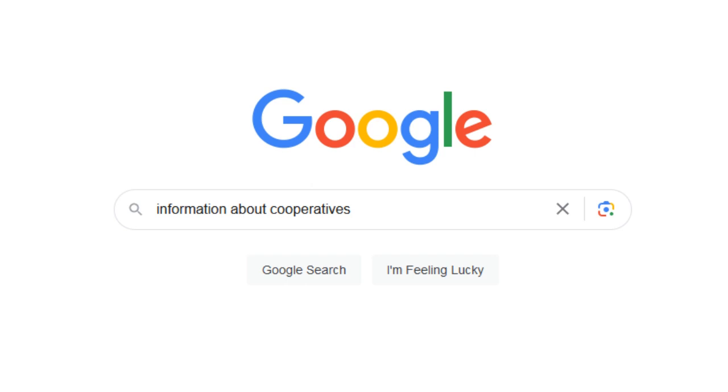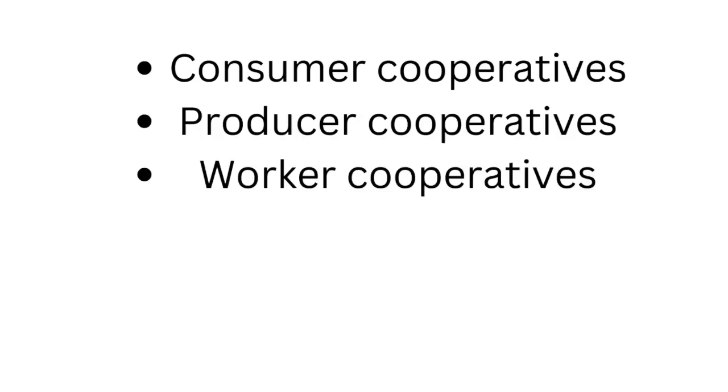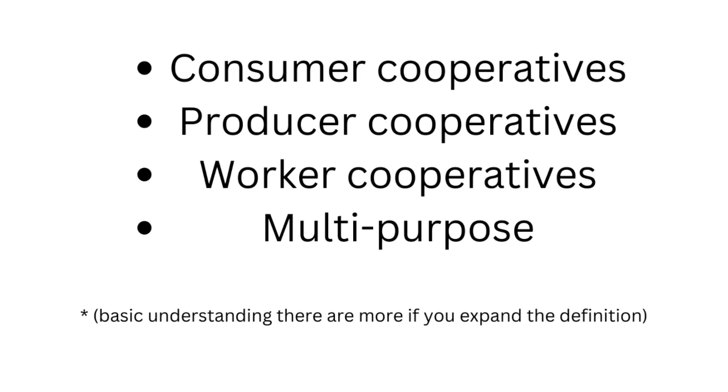If you have gone to Google and looked up cooperatives, you might run into different types of co-ops. The four main cooperative types are consumer, producer, worker, and multi-purpose. But today we're going to talk about the first one, the consumer cooperative. What is a consumer cooperative?